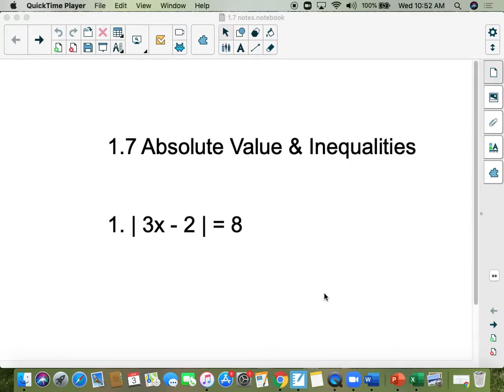This is the last section of chapter 1. We're solving absolute value inequalities.